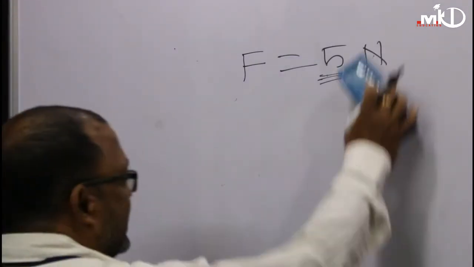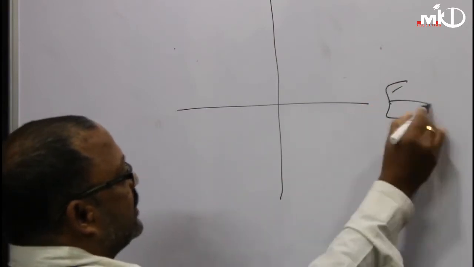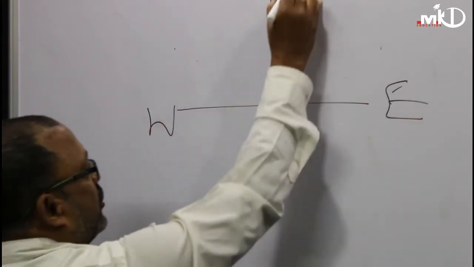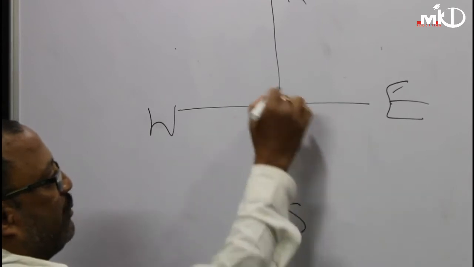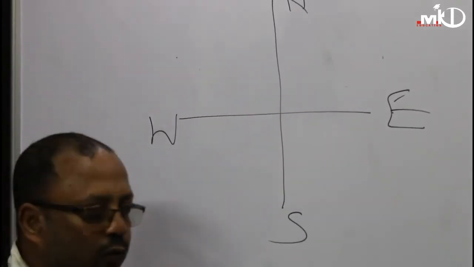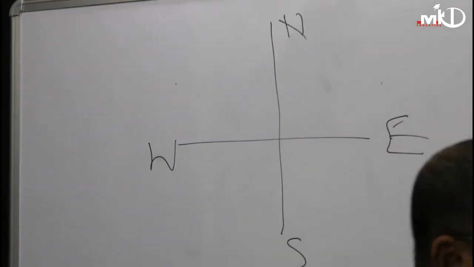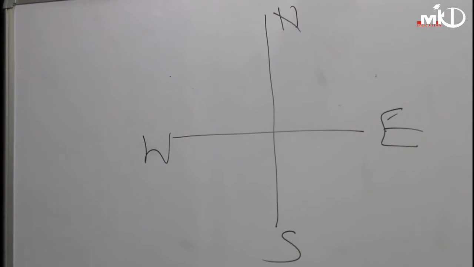In physics, the direction means there are 4 directions. As per our convenience, we will consider east, west, north, south, which are mutually perpendicular to each other. These directions which I have explained, when associated with a physical quantity, make it a vector quantity.